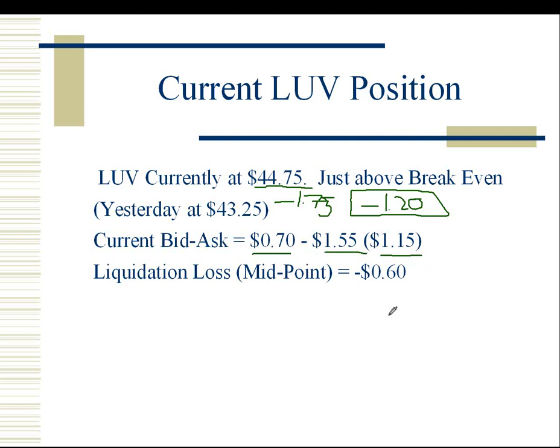And in last Wednesday's presentation, we talked about always looking to use the midpoint when you enter a naked put trade, or of course when you're looking to manage the position. So using the midpoint, our liquidation loss right now would be 60 cents. Remember, we took in the 55 initially. If we got closed at the midpoint, we paid $1.15, so our total loss would be 60 cents on the position.